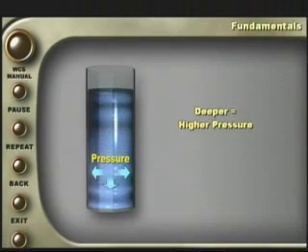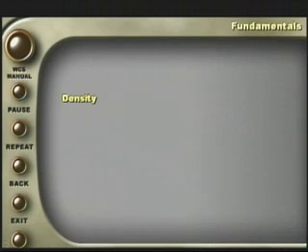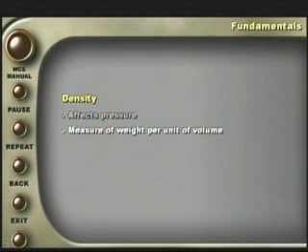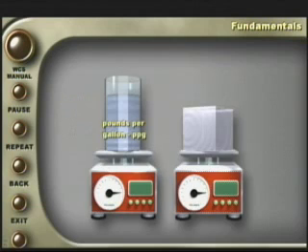The deeper we go in a fluid, the higher the pressure becomes. The density of a fluid also affects its pressure. Density is a measure of weight per unit of volume. Some common measurements of density include pounds per gallon, or ppg, and pounds per cubic foot. Water, for example, has a density of around 8.34 ppg and a density of 62.35 pounds per cubic foot.